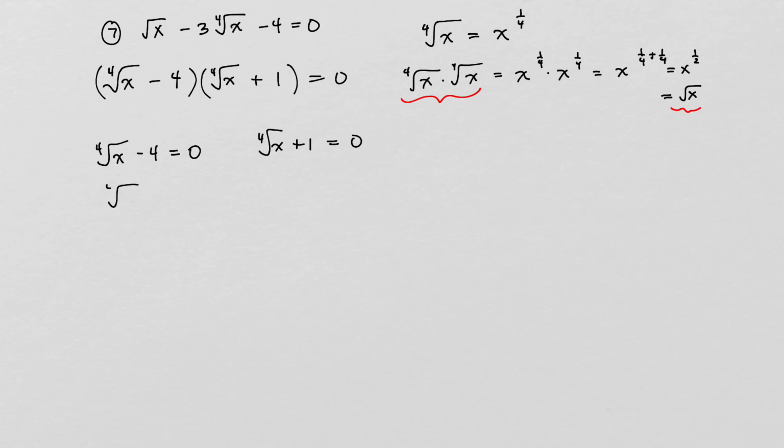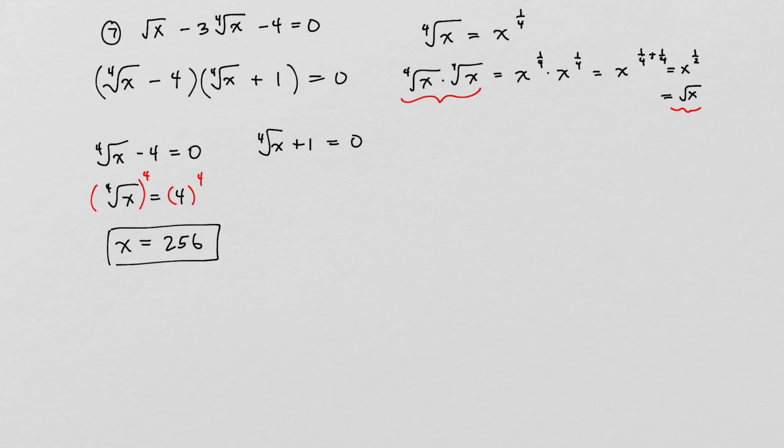And here we're going to have the fourth root of x is equal to 4. And to solve this, what I'm going to do here is raise both sides to the fourth power because I'm trying to cancel the fourth root. And 4 to the fourth power is 256.